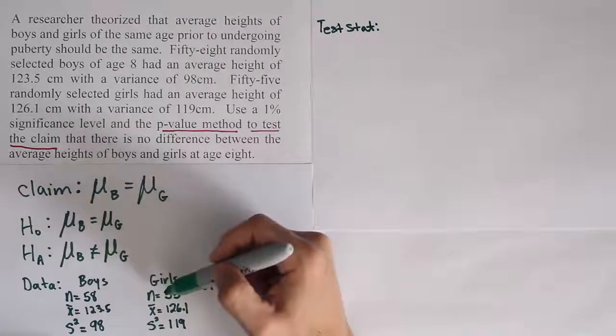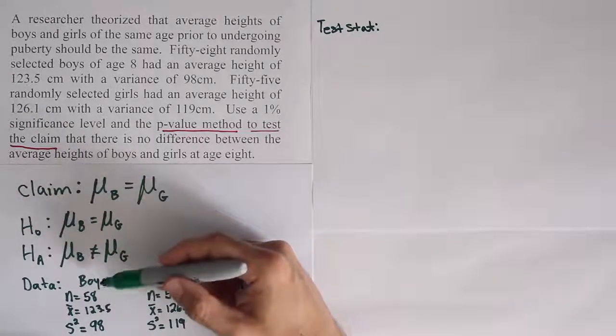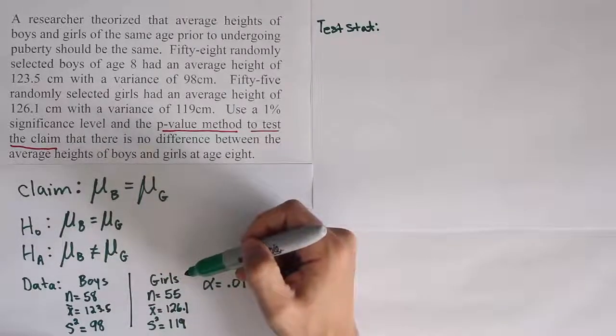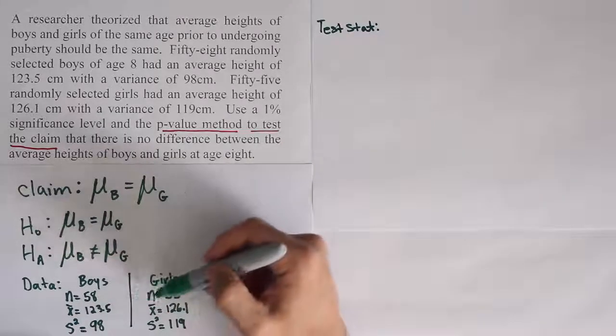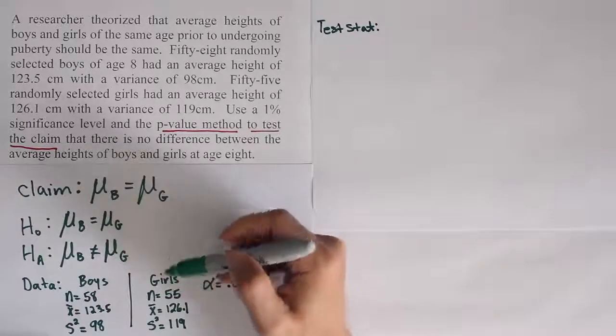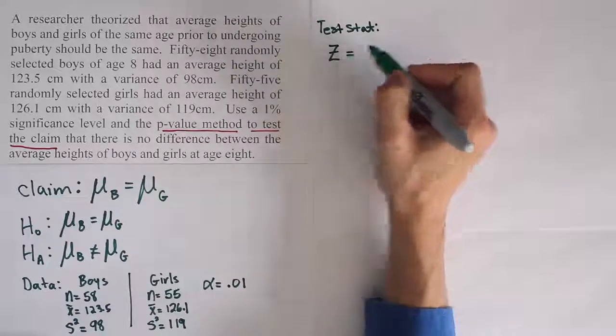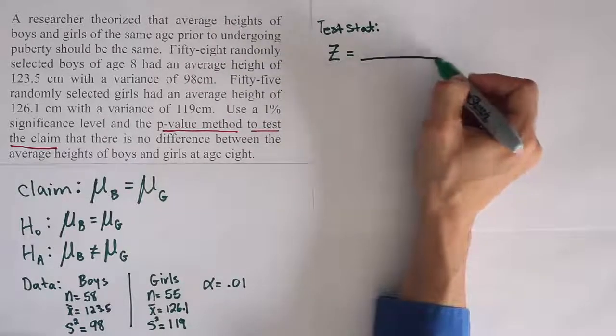The samples here are independent. In other words, this group is boys. They're separate and distinct from this group of girls. So it's independent data. So we're going to say it's a large sample independent Z test. So that means we're going to have to do the test stat related to Z. And the formula for that is going to be pretty simple.